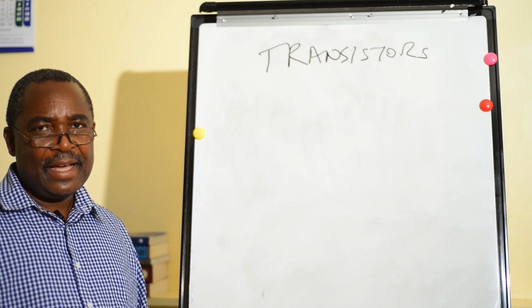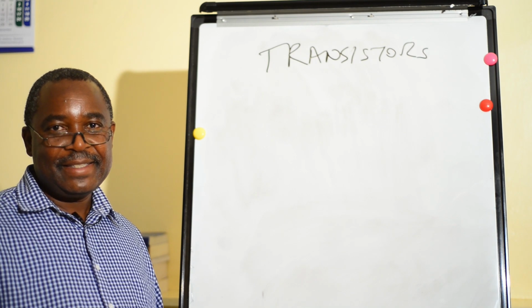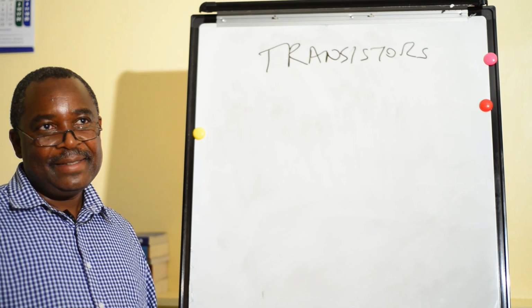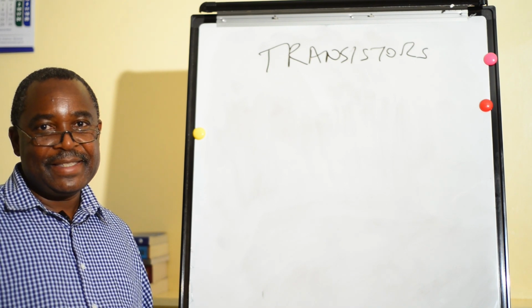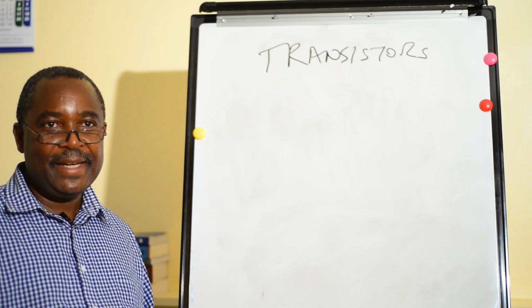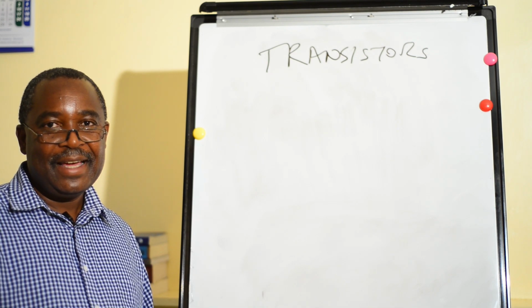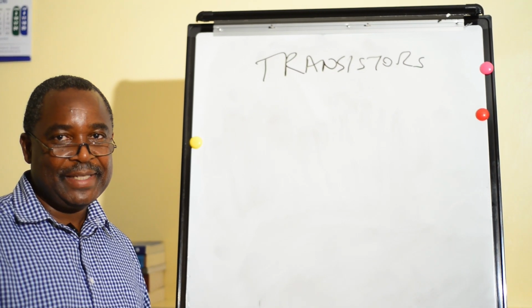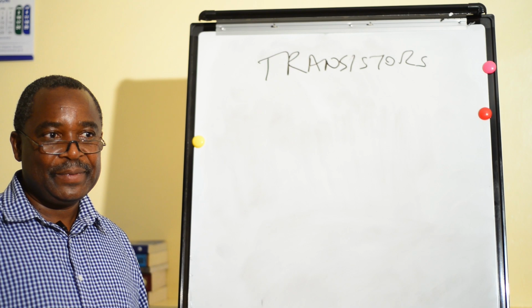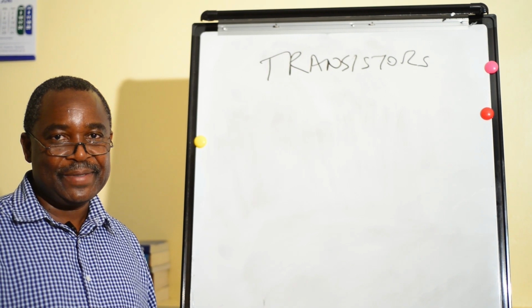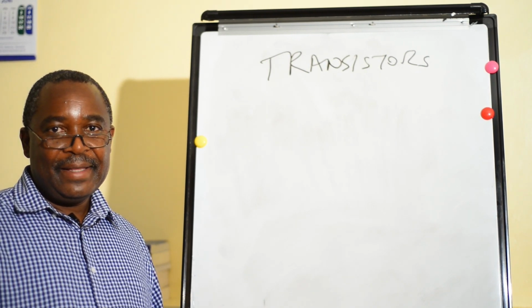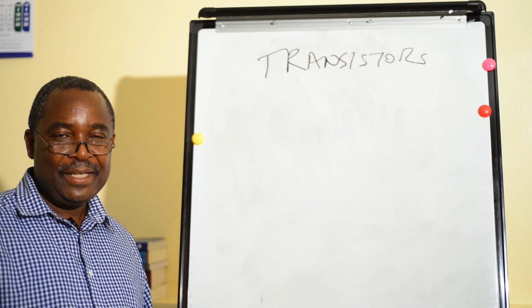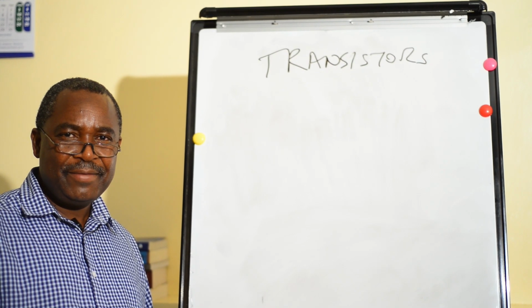Transistors are of 2 types. We have the NPN transistor and the PNP transistor. In an NPN transistor, we have P in the center, so P is sandwiched by N on each side. And in a PNP transistor, N is sandwiched by P type materials. The application of the transistor is as an electronic switch, and it's a very fast switch.